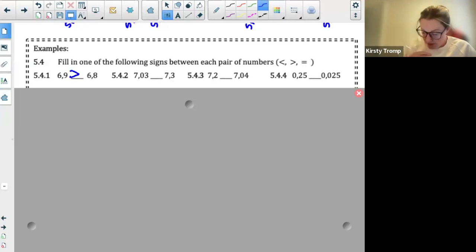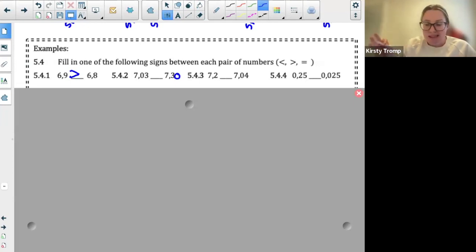For number 2, I've got 7,03 and I've got 7,3. Again, some students get confused and say, but ma'am, when we looked at integers, it was a different way. No. Ask yourself, how many decimal places are here? There's 2 decimal places. And on the other side, I only have 1 decimal place. So go put your other one in there. The 7's are the same, that's all good. So I've got 7,03 and 7,3.